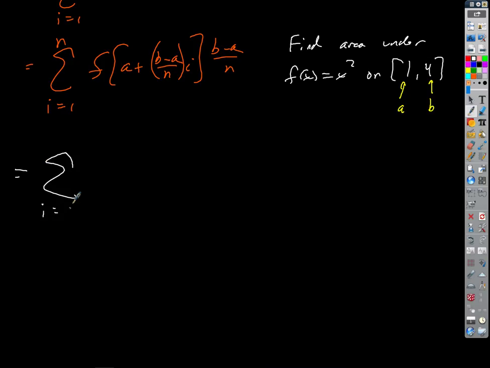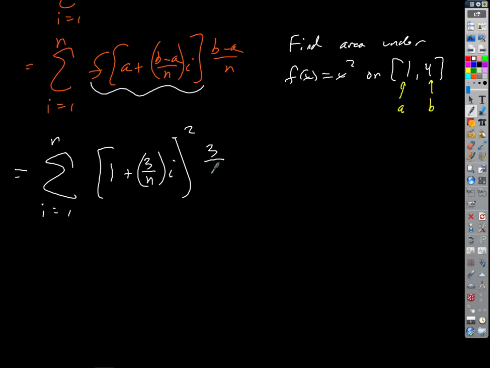The sum from 1 to n of everything inside the function being squared. So all of this stuff right here is just going to amount to some quantity squared. And the quantity squared is going to be 1 plus, what's the width of my interval? 3. Divided by n. So 3 over n times i. I can shorten that up a little bit. And over here, I've just got 3 over n.